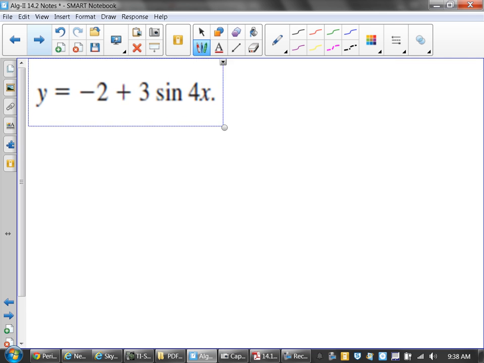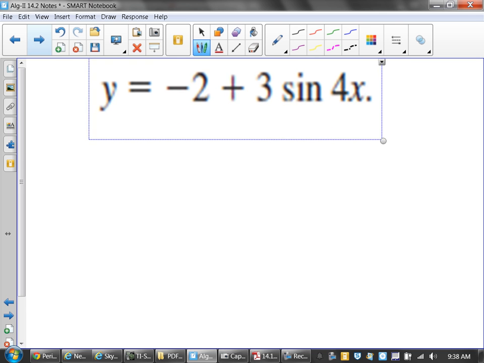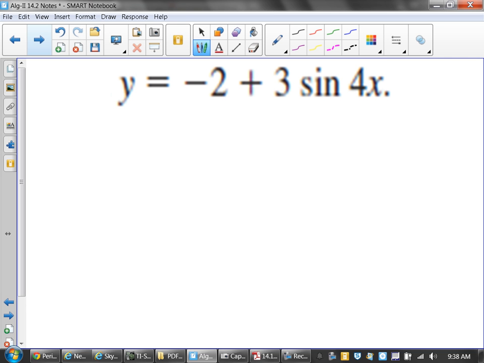So let's take a look right off the bat. I have y equals negative 2 plus 3 sine of 4x. What do you think my first step is going to be? Parent. Well, yeah, we'll graph the parent. Before I even do that, what am I going to do? Yeah, write down everything. Just like we've done every single time whenever we have A, B, H's, and K's, we're going to label it all out.